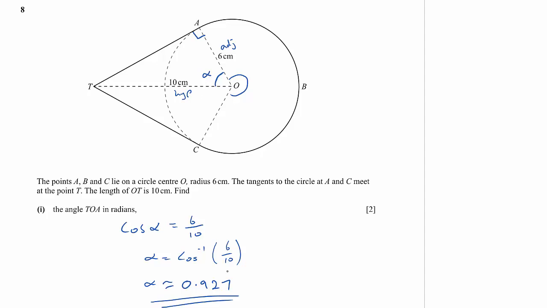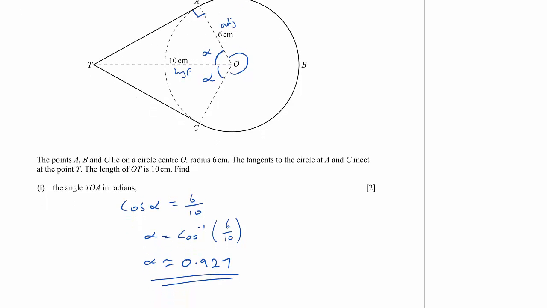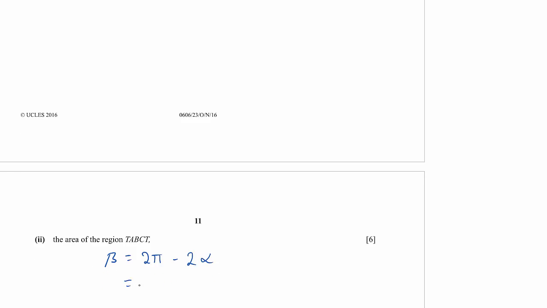Now if that's 0.927, clearly by symmetry this is the same. So let's call this angle beta. So the angle beta is going to be 2 pi, take away 2 lots of what I called alpha. So that's 2 pi, take away 2 times the last answer on the calculator.